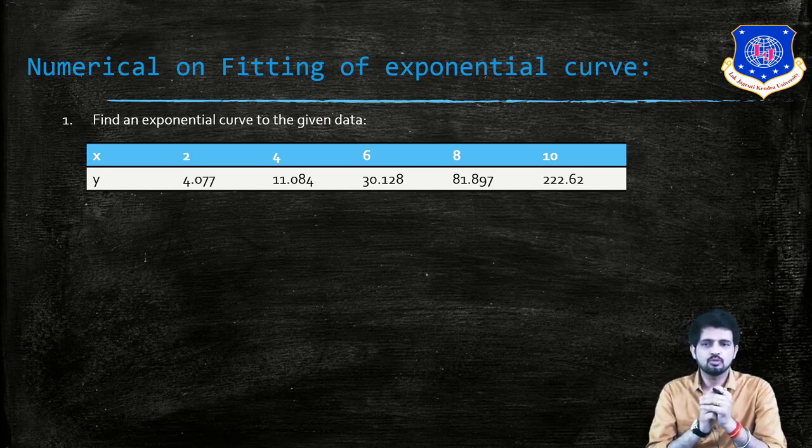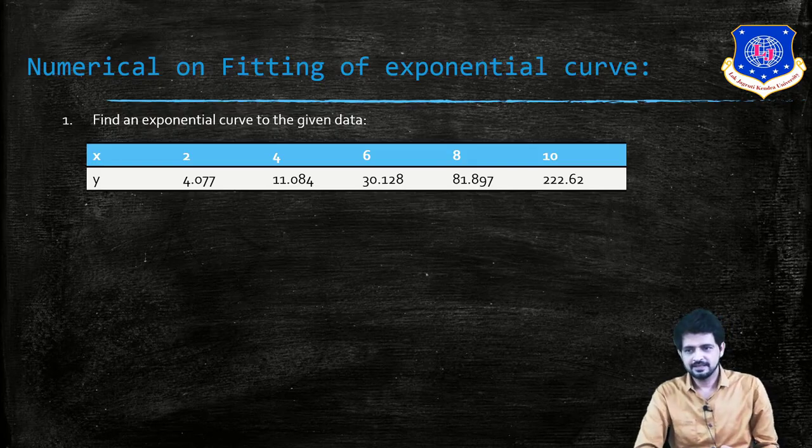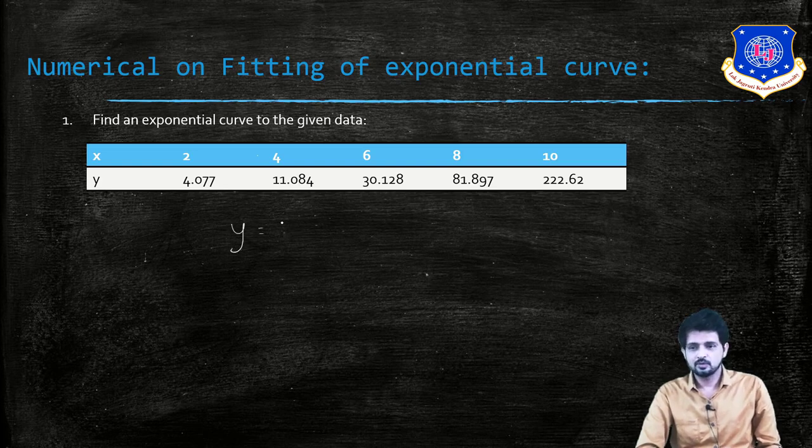We have to find an exponential curve. Find an exponential curve means what? We have to find the value of a and b. See, as we know that, what is the general equation of exponential curve? So y is equal to a into e raised to bx is the general equation of exponential curve.